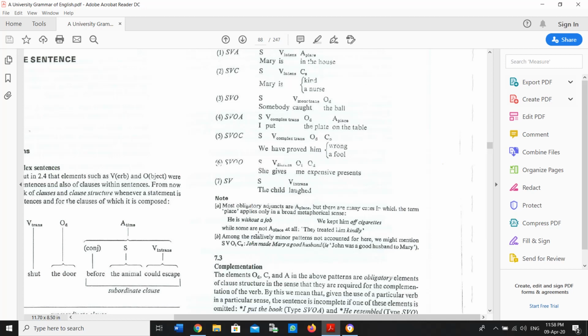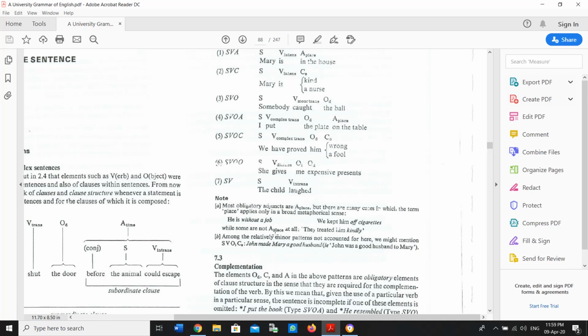So when you see this example, "he is without a job," it means he is without a place to work in. So "without a job" is the adverb of place. I want you to differentiate between "he is without a job" and "he is jobless." Jobless refers back to he, and actually it is the subject complement, while "without a job" is an adverb of place. "We kept him off cigarettes." It means his bucket is empty. The place where he used to put the cigarettes is empty now. So "off cigarettes" metaphorically means adverb of place.